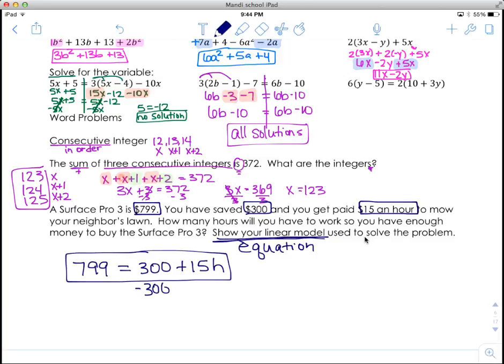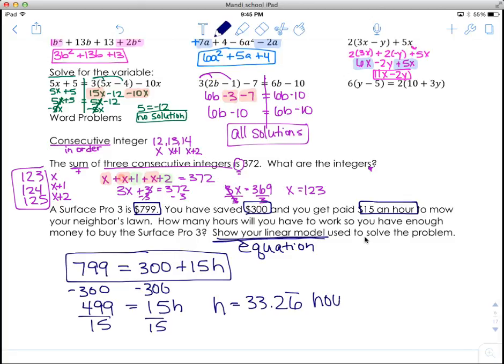So subtract 300 from both sides. So that's $499 equals 15H. We subtract 300 from both sides. Then we need to take 499 divided by 15. And you get 33.26 repeating. Or if we rounded it, 33.27. So we need to work 33.27 hours of mowing your neighbor's lawn to have enough to buy the Surface Pro.